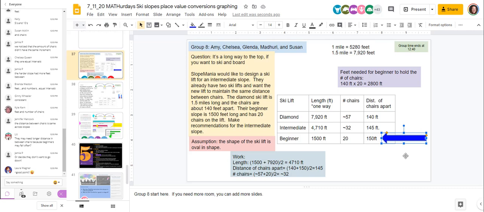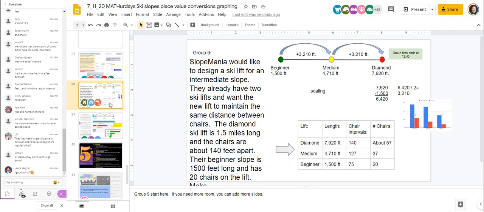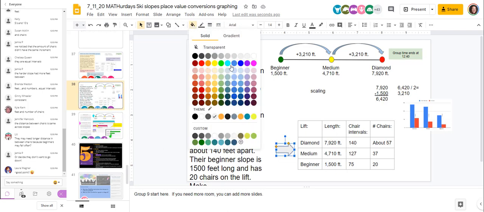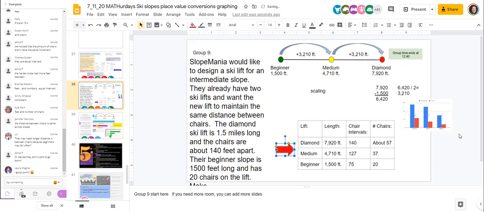One other group, group 9, started talking about why you need to know proportions and scaling. Can we all head to slide 38? And would group 9 tell us, how did you think about proportions and scaling? On slide 38.